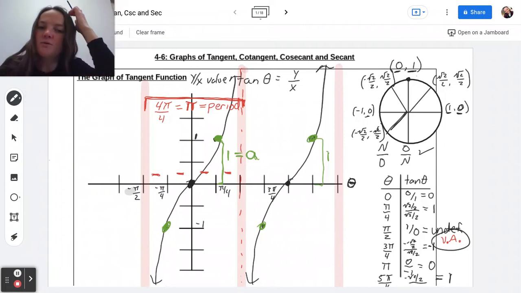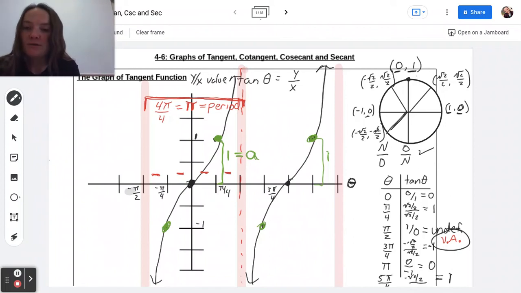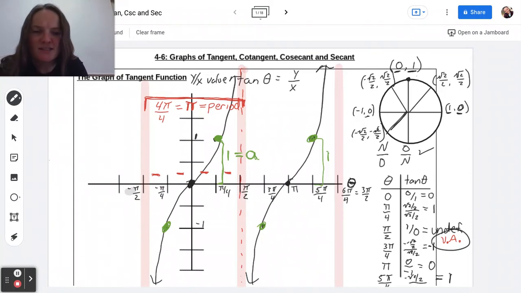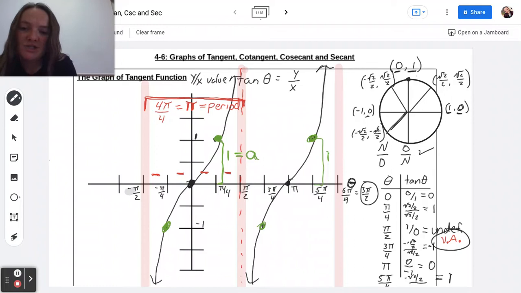Here is something kind of new, which are the asymptote values. You guys can see that the asymptotes are happening at pi over 2, and they're happening at negative pi over 2. If we continue this pattern a little bit farther, they're happening at 3 pi over 2. And actually, if you continue, they happen at negative 3 pi over 2 too.